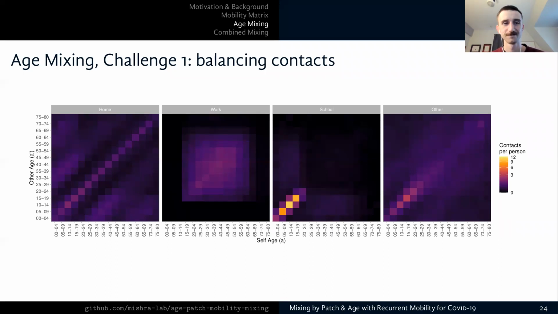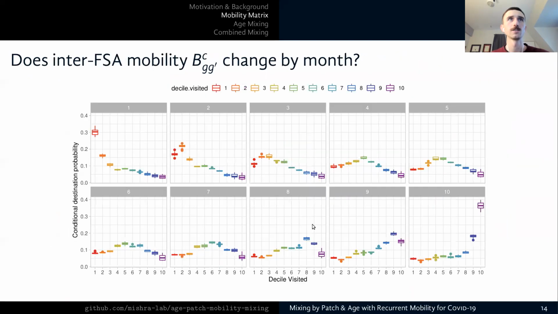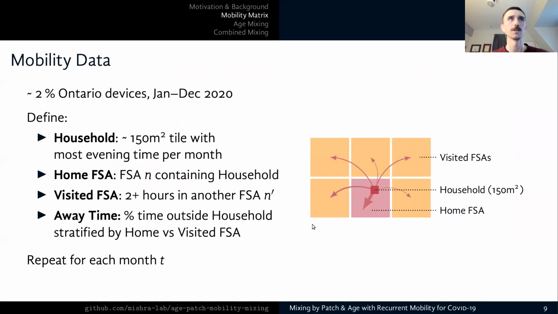So I kind of have two questions. The first one is just, I'm not very familiar with the mobility data. So how do you estimate mobility between patches? Do you have GPS tracks, and is it this kind of stuff? Yeah, I totally skipped over the data source. Maybe I shouldn't have. So basically, we have roughly 2% of Ontario mobile devices over that period, basically all of 2020.